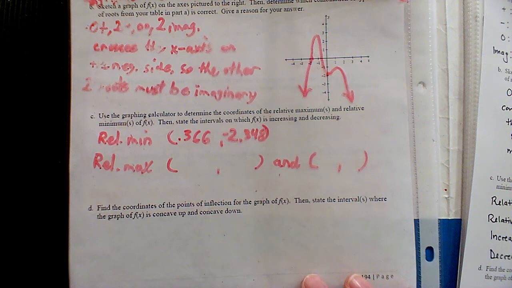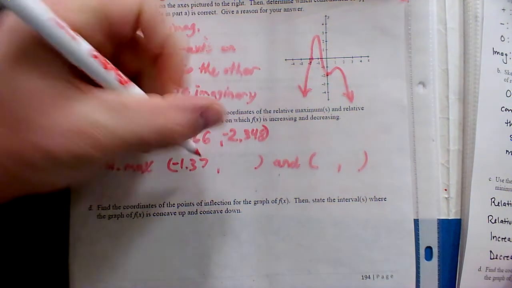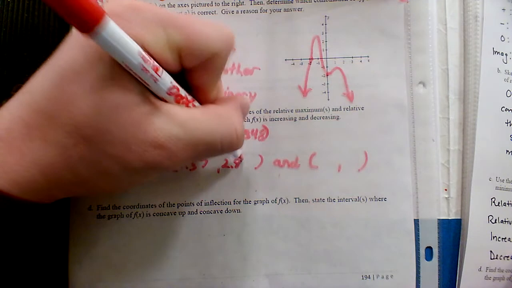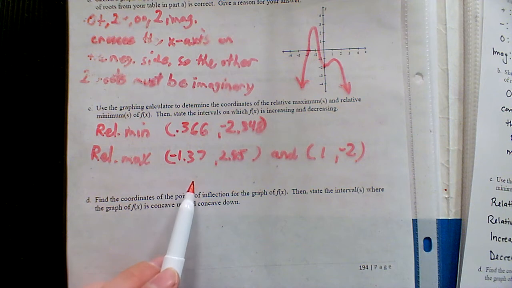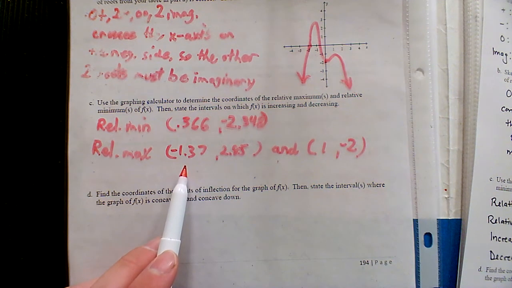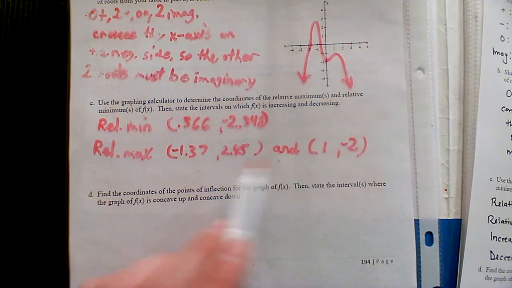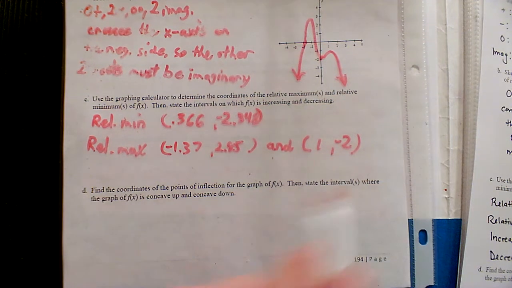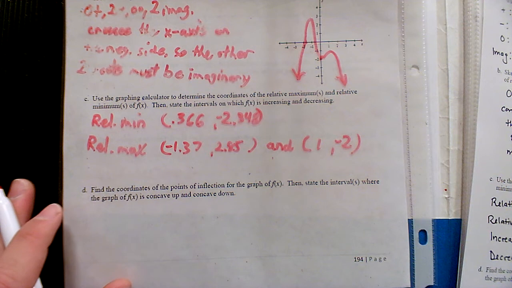The max which I found is negative 1.37, comma 2.85, and 1 and negative 2. Yeah, very good, thank you. So after using your calculator, the two relative maxes you would get are negative 1.37, 2.85, and 1 comma negative 2. Those are the two relative maxes.